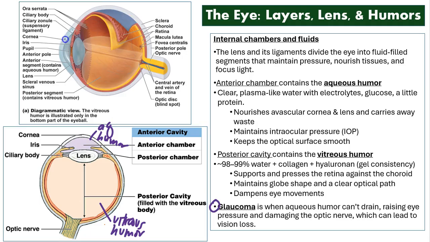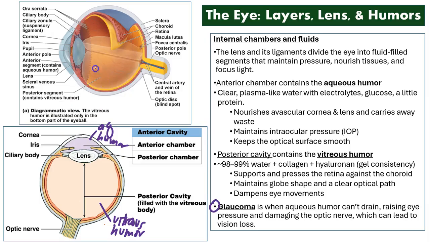We already talked about how it's going to maintain the intraocular pressure, but it also keeps the optical surface smooth. And remember, we already said there are a lot of pain receptors in this area, so if anything is touching this and you start feeling any excess waste, you can automatically notice it and try to fix what's going on with your eye.